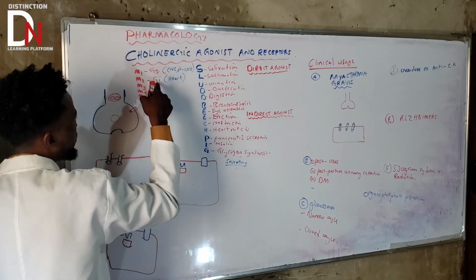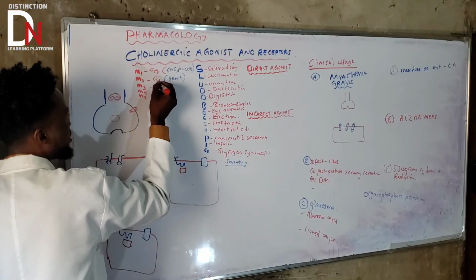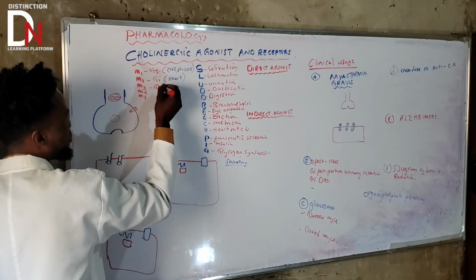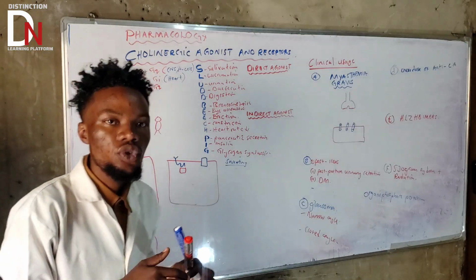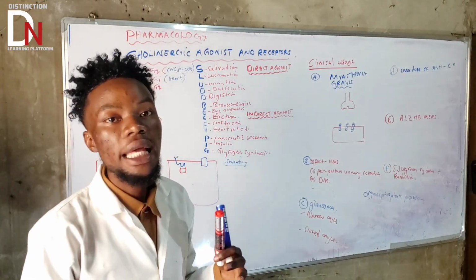What else apart from that? So if this is Gq, Gi, then this is also Gq. Don't get confused. So Gq now, the M3 is the one that you can find almost everywhere.